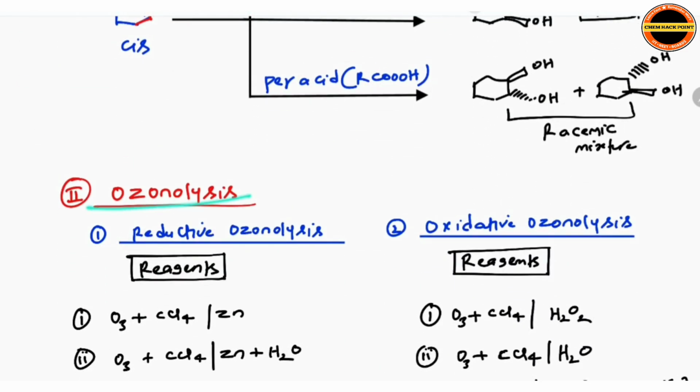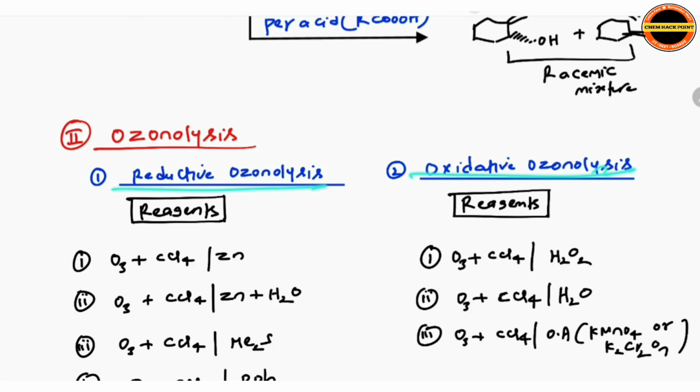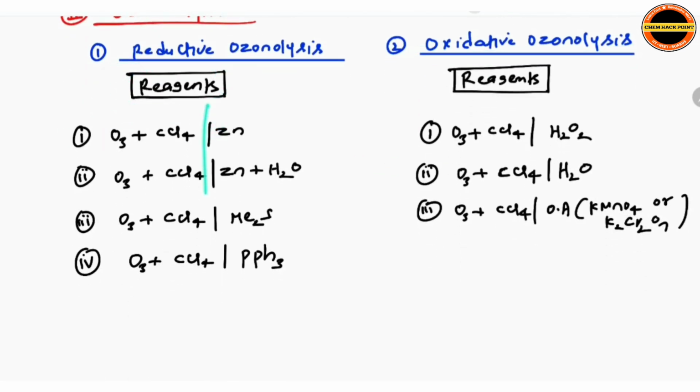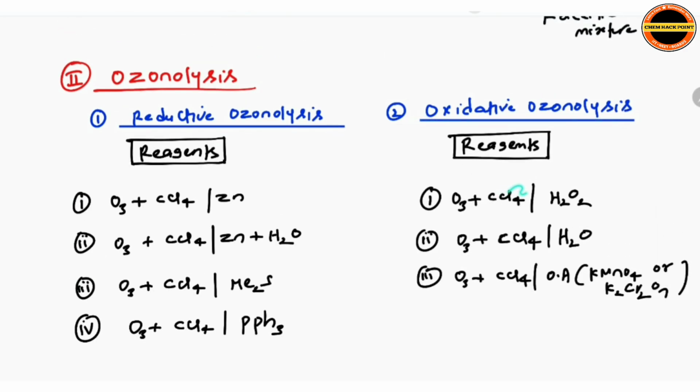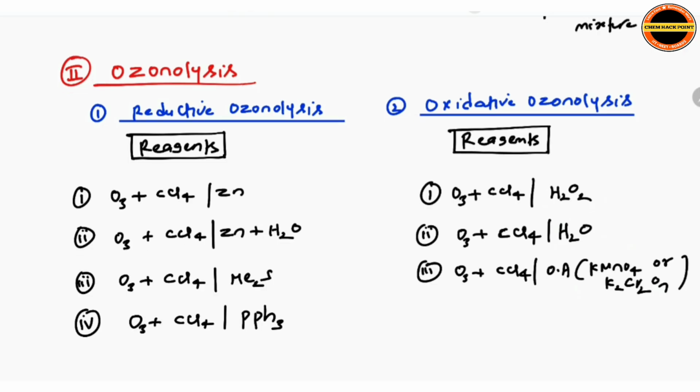Okay. Ozonolysis. Next, reductive ozonolysis and oxidative ozonolysis. Reagents are most important. Here these are common in both cases: O3 plus CCl4. CCl4 is solvent. Wherever zinc is given, zinc with H₂O, that is reductive ozonolysis. Dimethyl sulfide, triphenyl phosphine, all these are reductive ozonolysis reagents. Any one combination you can use under reductive ozonolysis. For oxidative ozonolysis, O3 and CCl4 are common. The differentiating factors are H₂O₂, H₂O, or an oxidizing agent like KMnO₄, K2Cr2O7 you can use.